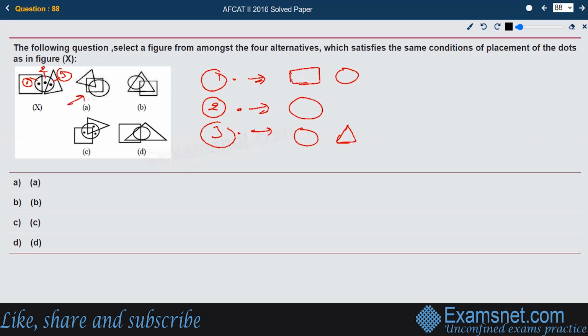If you see A, we cannot do that. B cannot do it. Let us talk about C. The first dot should be between square and circle, and this is the dot already placed here. So the first dot can be placed easily. The second dot can be only part of the circle, so this is where the second dot is already placed. The third dot can be part of circle and triangle, so this is the third dot that is placed. So option C seems to be right, where we can place all three dots as placed in figure X.